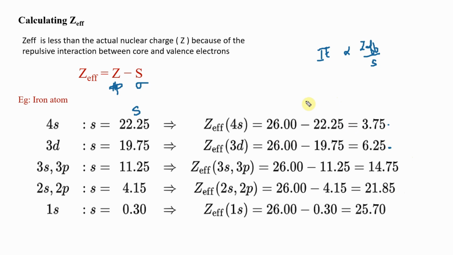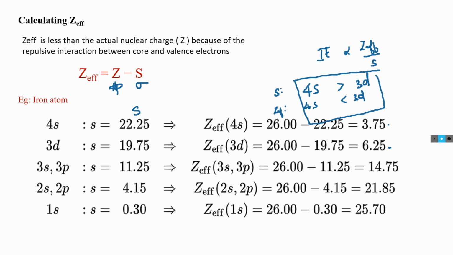You can remember this: 4s, in terms of shielding, is shielded more than 3d, and in terms of Z effective, 4s is less than 3d. This principle you want to remember. Now let's see where all it is useful.